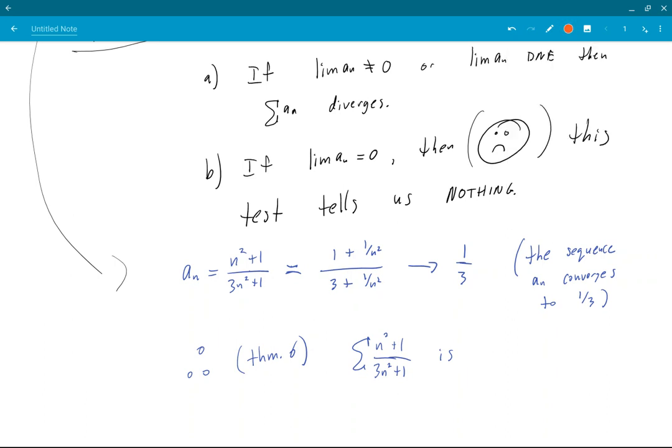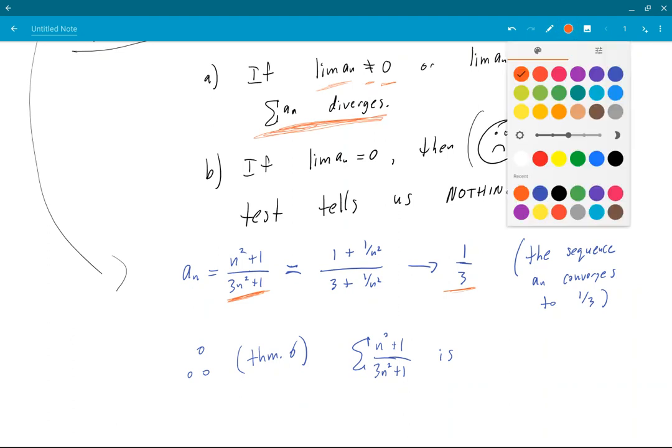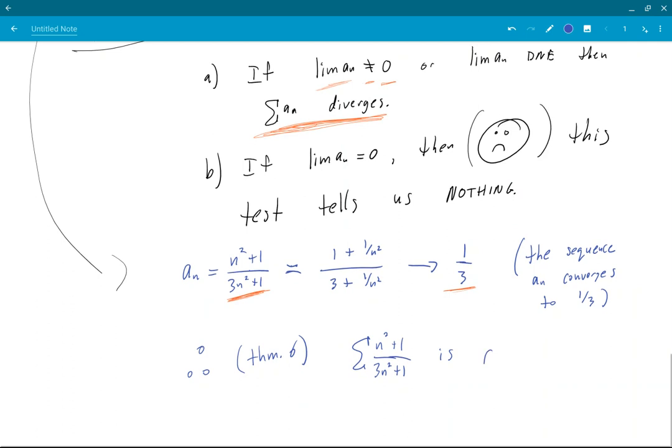Okay, so before I answer that question, remember sequence. Here's the sequence. This sequence converges to 1/3. So limit of an is not equal to 0. So we conclude that the series, the corresponding series, diverges.